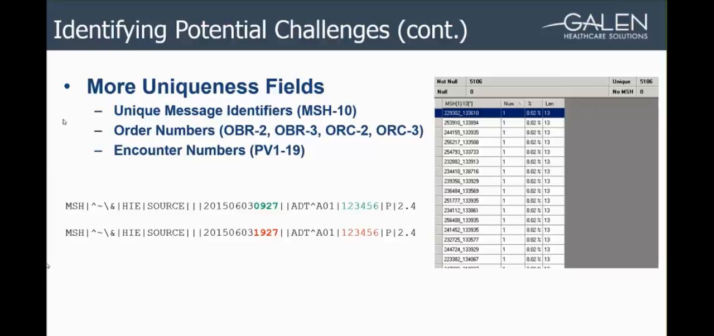Similarly, if you have multiple labs that have the same order number, you can run into issues where two different labs merge or update one another. So there are a few different fields that you'll want to make sure are unique, and another one of those is the encounter number, which is in PID19.